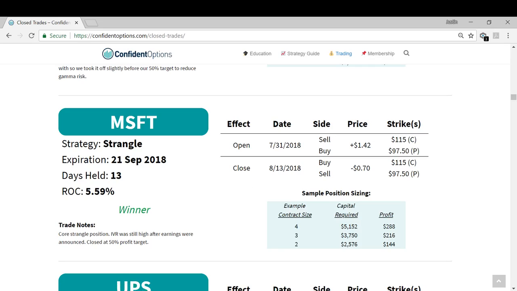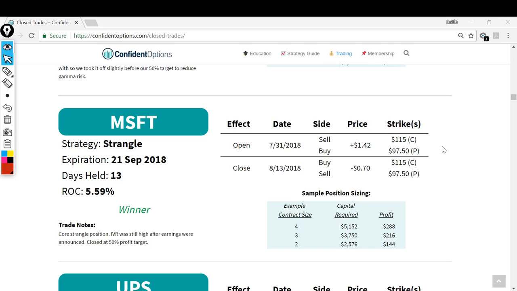So let's look at this first one here. Microsoft, which was a core strangle position for our portfolio. MSFT is the ticker. We opened this trade on 7/31. Let me get my pen out. So we opened the trade on 7/31 by selling the 115 calls and the 97.5 puts, and we collected $1.42.